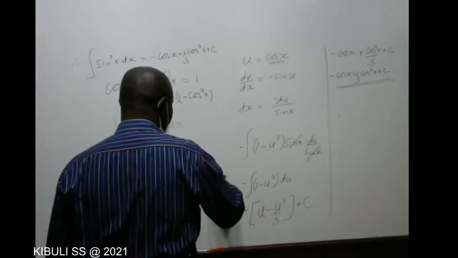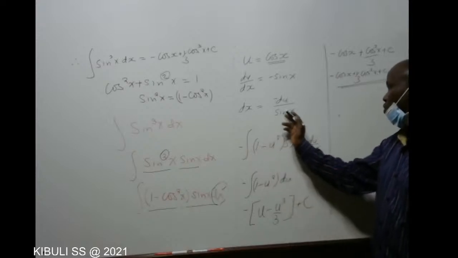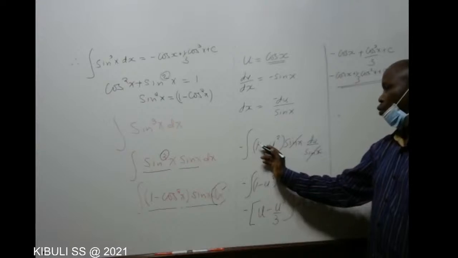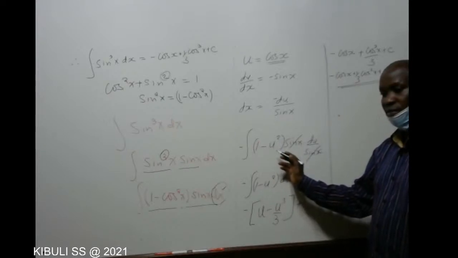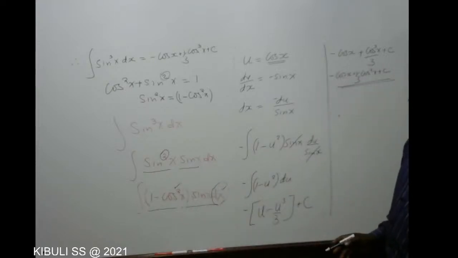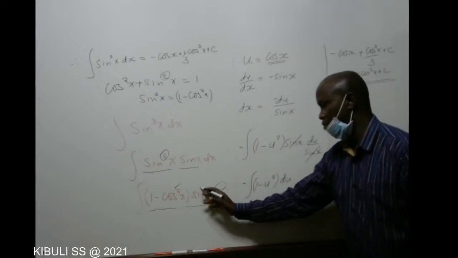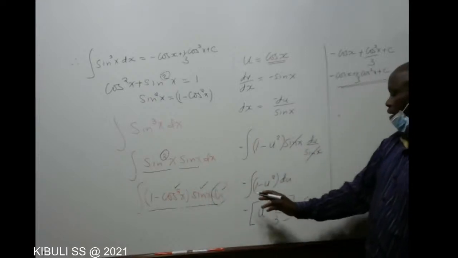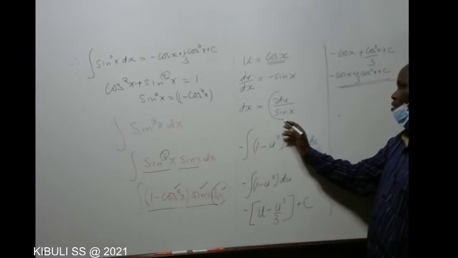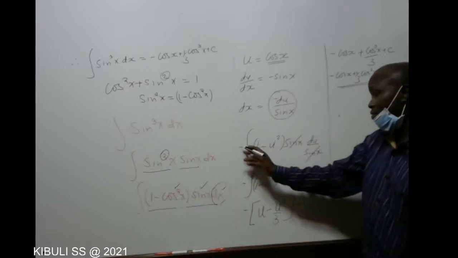And therefore, we have a negative integral. The negative is as a result of the negative du over sine x. Negative integral of 1 minus u squared, because my cos x is u, and therefore this becomes u squared, times sine x, which is my derivative, times dx, which is negative du over sine x.